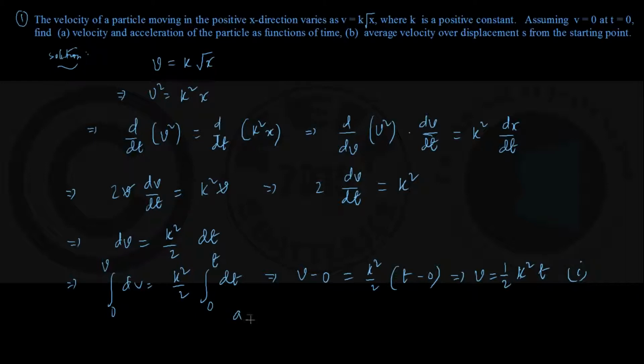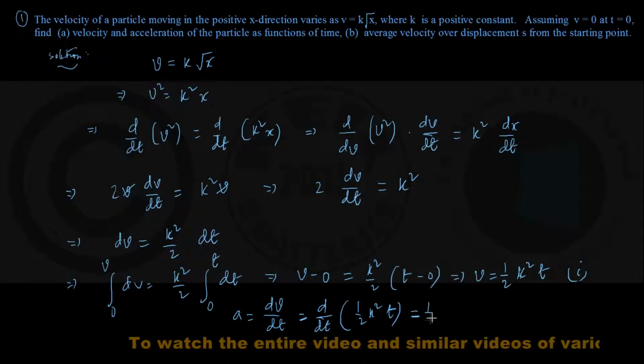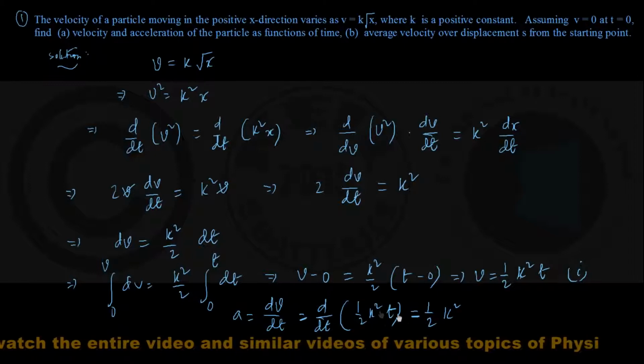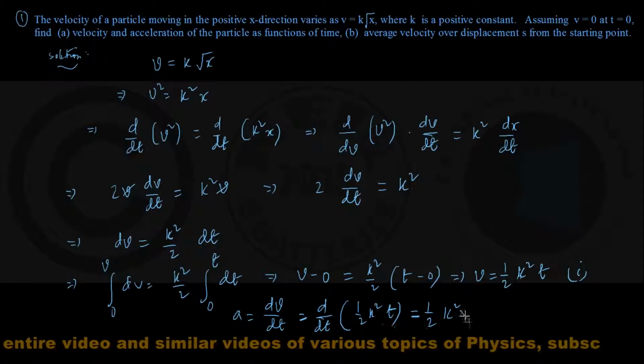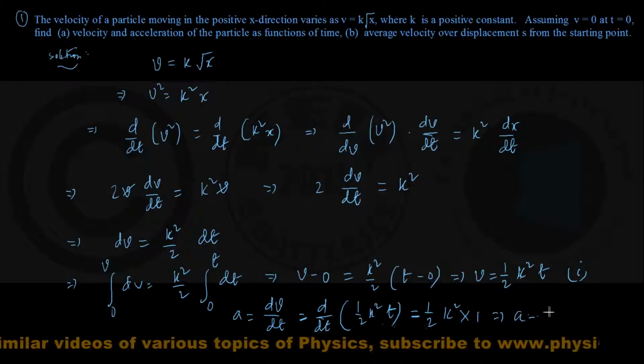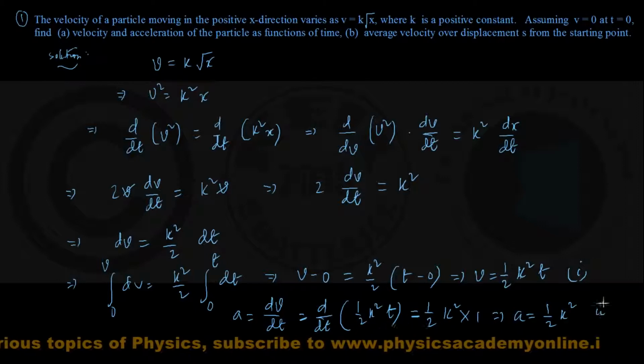And once we get velocity, let us go for acceleration next. Acceleration, as you are aware, is given by derivative of velocity with respect to time, dv dt. So this is d dt of v. This was half k square into t. Half k square is a constant coming outside, and differentiation of t with respect to t is only 1. So I'm getting acceleration is a constant given by half into k square. That is my second result.